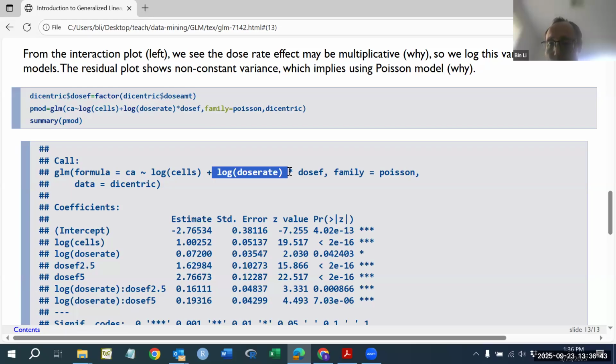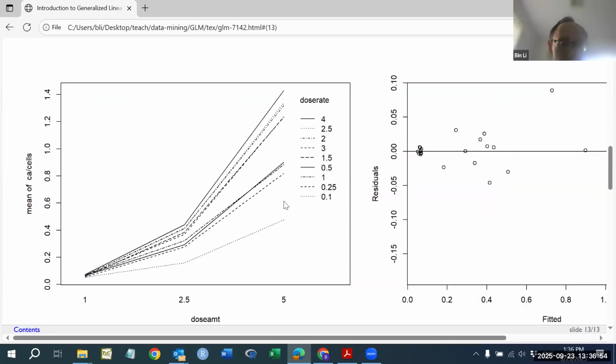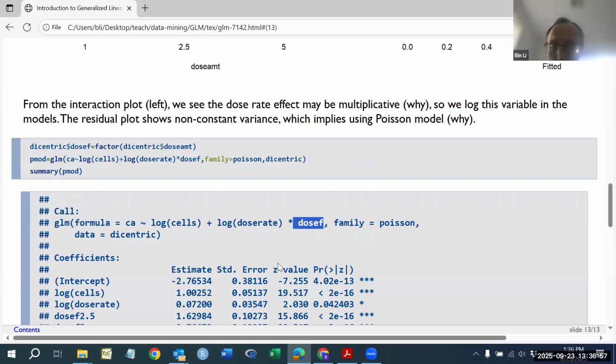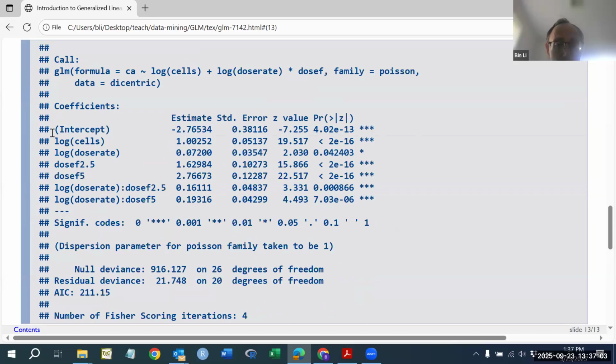Then I have the log dose rate because we see some multiplication effect, and also the dose amount. So here I use Poisson as the family. You can see here we have an intercept, the log cell, the log dose rate, and the log dose rate times the dose amount. And you can see here the log cell has a coefficient very close to 1.